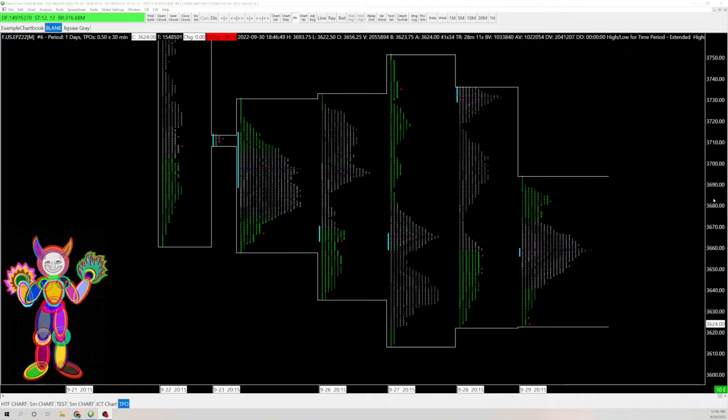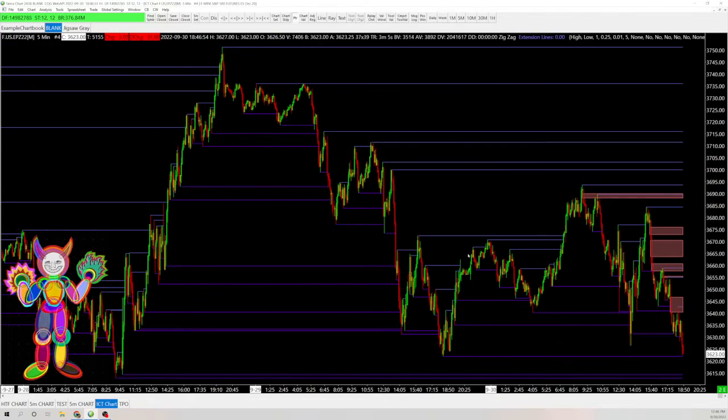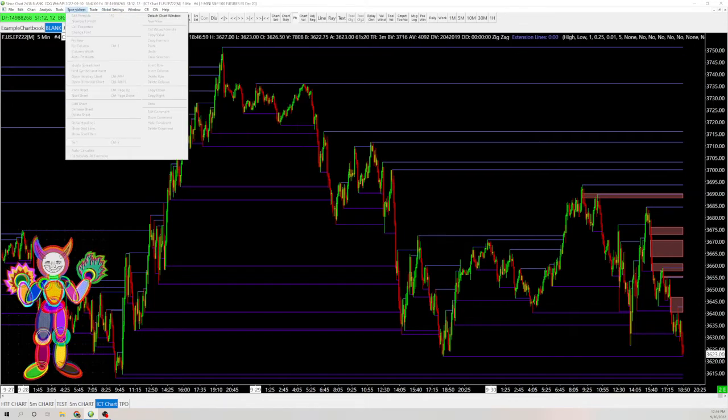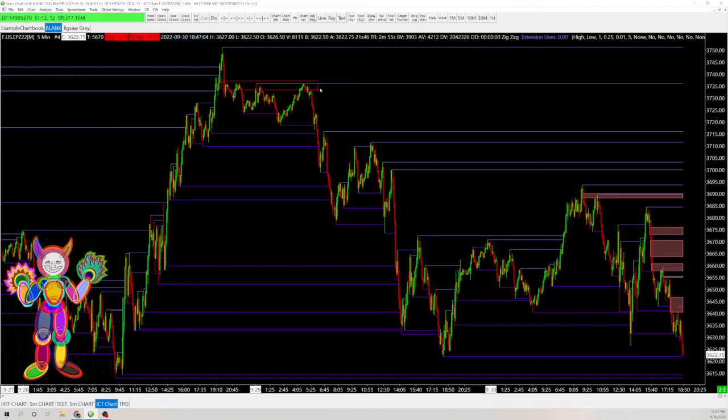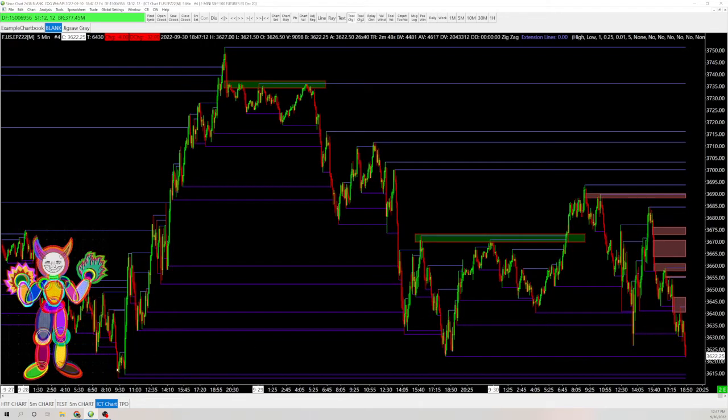So, in ICT terms, for liquidity we'd be looking for a lot of things like relative equal highs, and I'll go and mark some of these off. We have right here these equal highs, and then we have these relative equal highs. And then same thing, we have relative equal lows down here, relative equal lows right there, and right there. And you can even see right now, we just took this out.